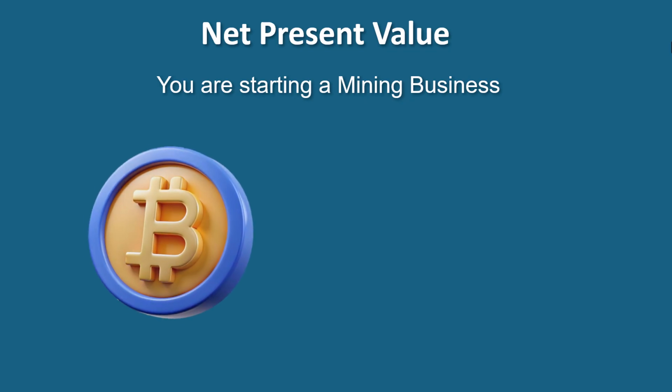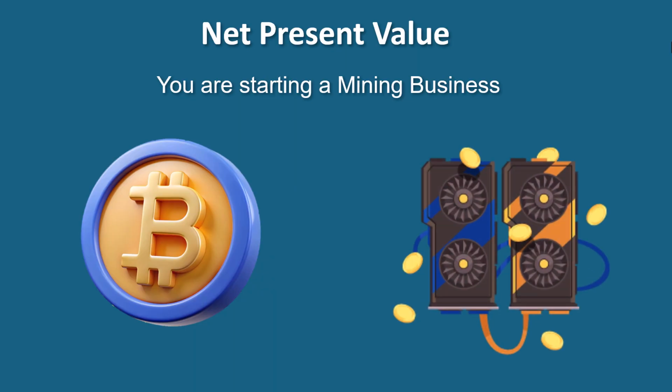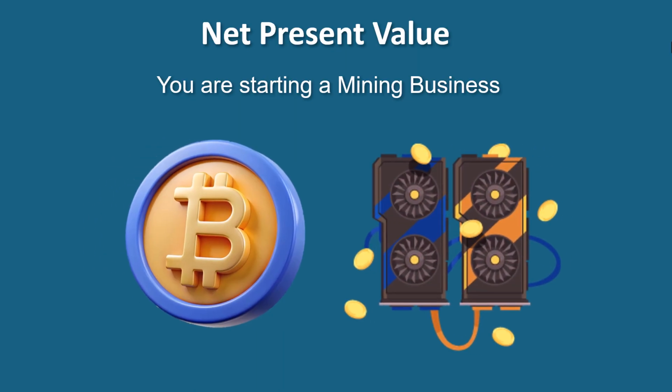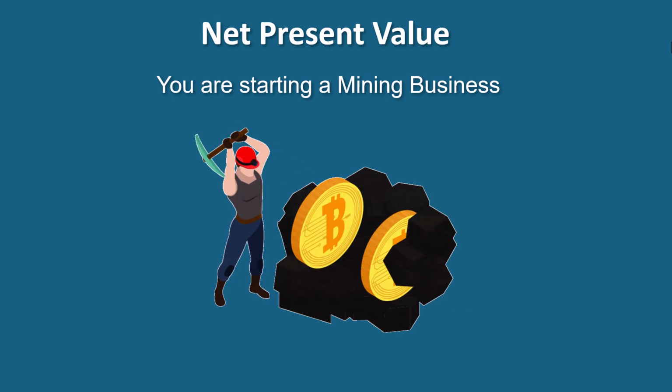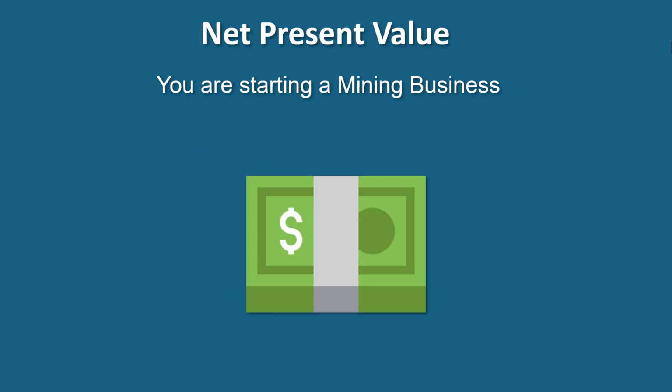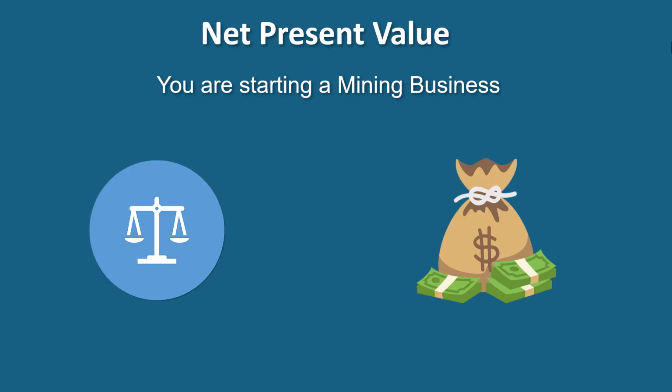Suppose you are starting a mining business that will mine bitcoins, so it needs a mining machine. When we start mining, we will sell the bitcoins and earn money. But before starting this business, you will need some investment. Before starting this project, we will estimate the total expenses and the expected returns from the project. Using this example, we will deep dive into what net present value means and how it works.